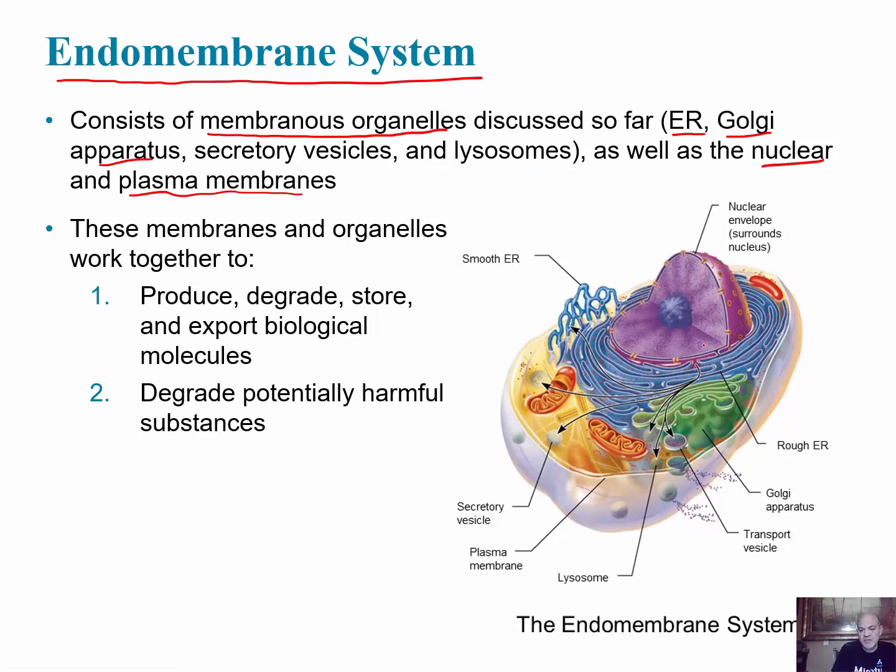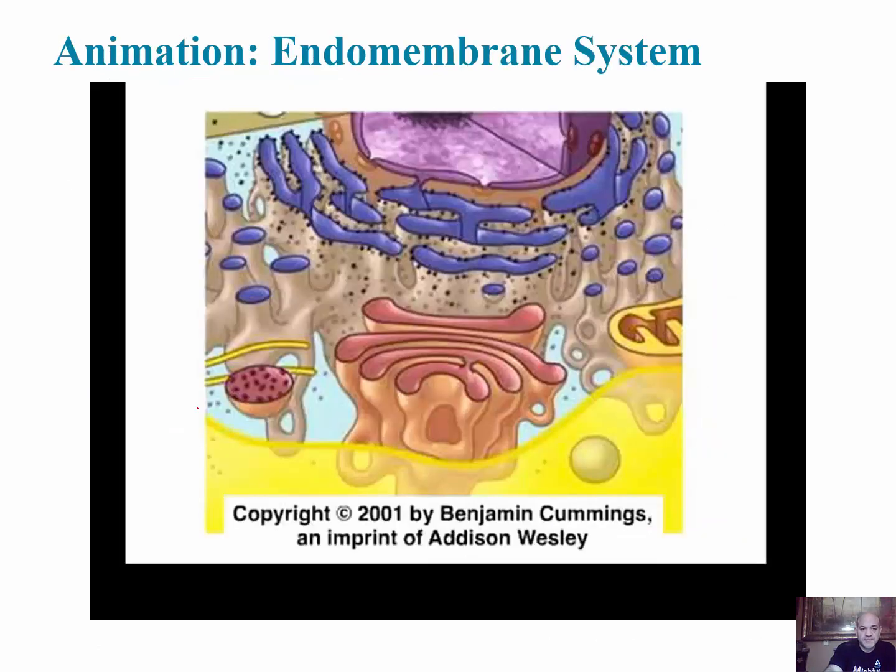If you think about it, they're all continuous, because if we start with the membrane of the nucleus, the nuclear envelope, it folds outwards to make the endoplasmic reticulum. And then part of that membrane buds off to produce the transport vesicle that then comes and connects with the membrane of the Golgi. So that connects those two. And then the vesicles that come off of there can go and fuse with the plasma membrane. So overall, all the membranes are connected in that way. The job of all of these membranes within the membrane system is to help produce, degrade, store, and export biological molecules, and to degrade potentially harmful substances within those organelles.